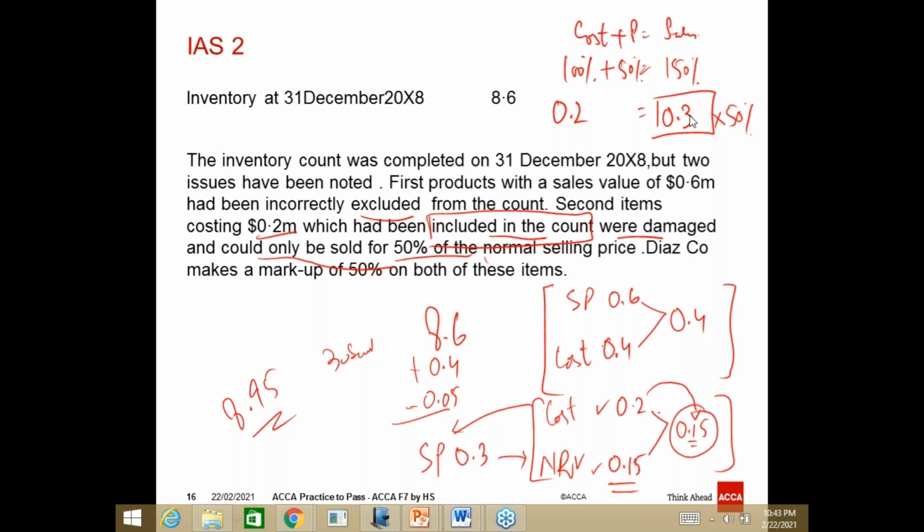So the answer is 8.95. As you can see, most people took IAS 2 for granted, but the examiner can ask you some challenging questions from this.